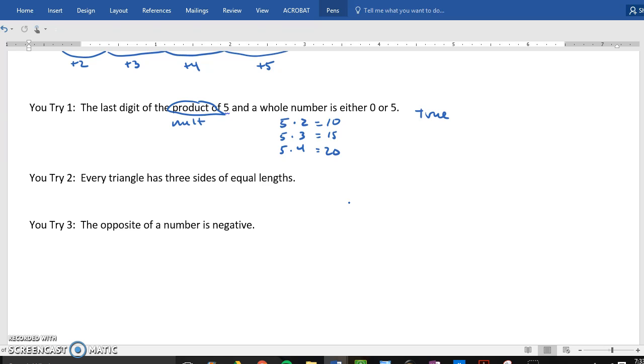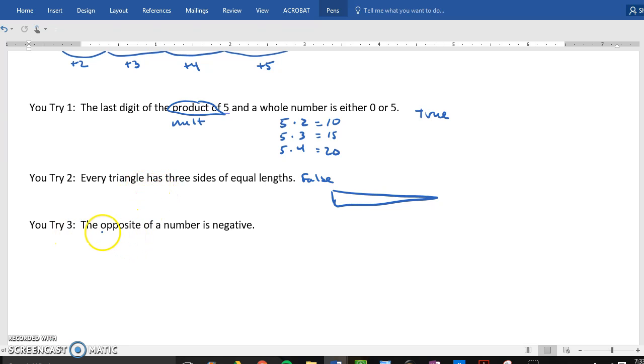Okay? Every triangle has 3 sides of equal lengths. Is that true or false? Right? You probably said false, and you're right, but you can't stop there. Provide a counterexample. Right? There's a triangle, and all 3 sides are definitely not equal.